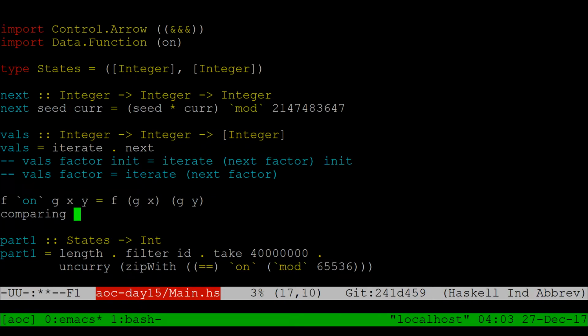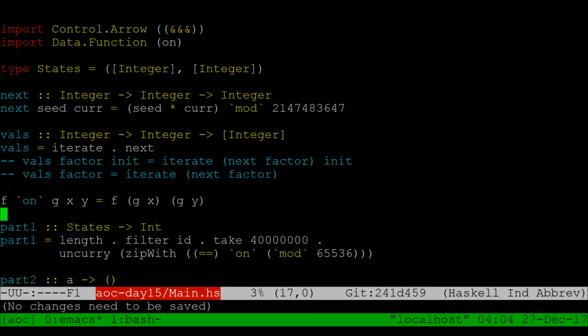You can say comparing on first, for example, is like sort by comparing on first of x's or whatever. It's a thing you can write by using this cool on function. But it doesn't have to be comparing. You can use it for any binary operator that takes 2 values of the same type.